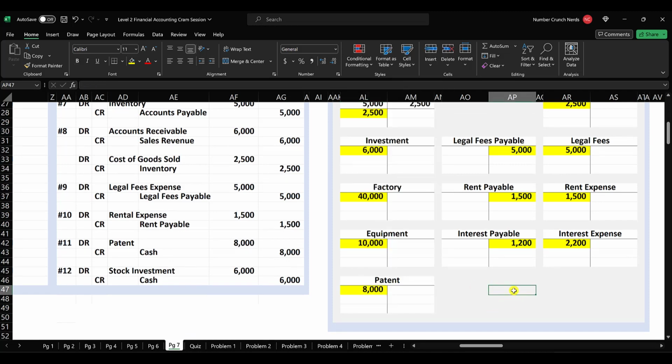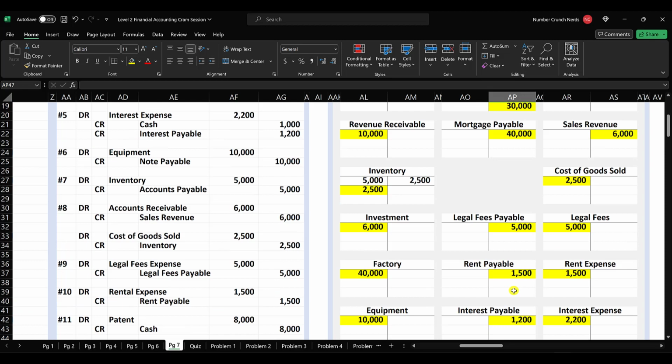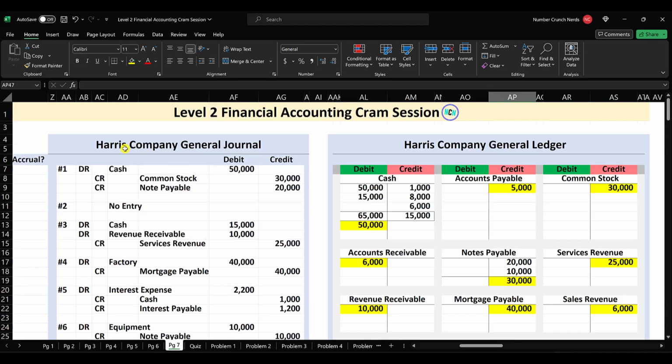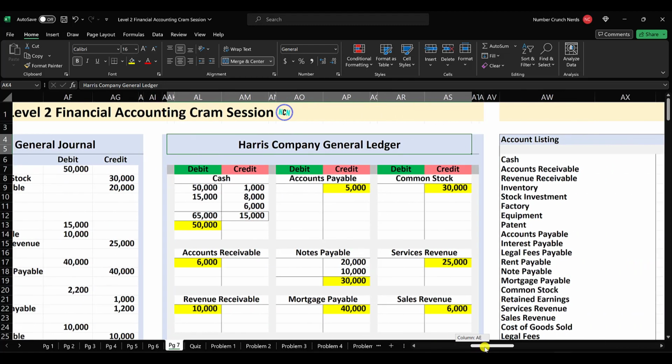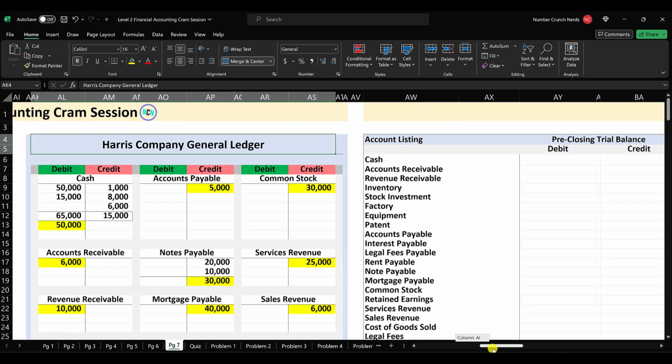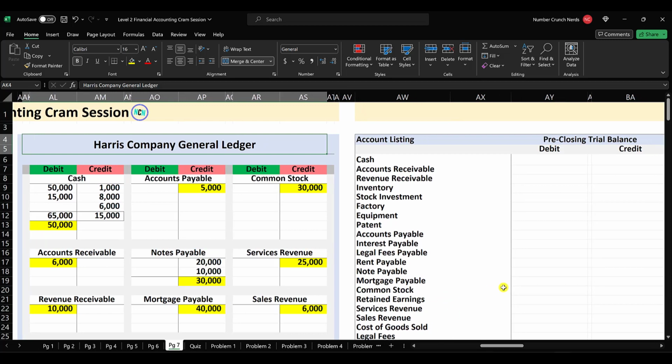So the next step in the process, after you post the journal entries from the general journal to the general ledger, now that they're posted and summed up, so we know what the balances are at the end of the period. That's what we just went through. We figured out the ending balance in every account. The next step is going to be prepare the pre-closing trial balance.